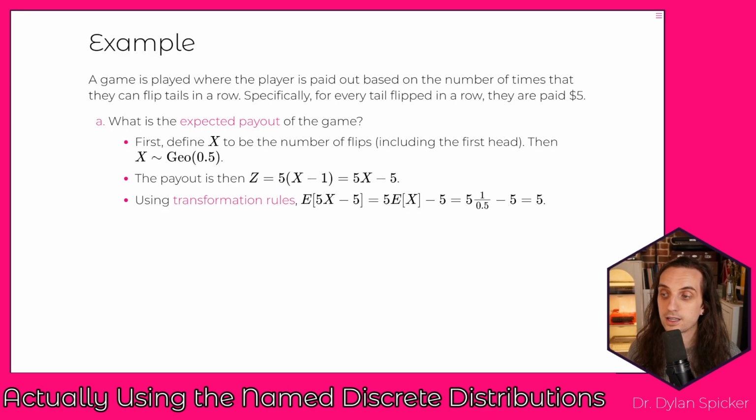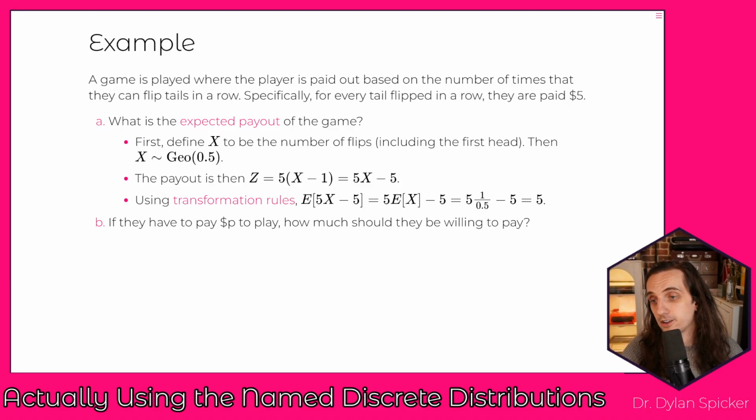And so if we work out exactly what that's going to be, that gives us 5 there. And so the expected payout is $5. Now, if they have to pay $p to play, how much should they be willing to pay? So what is the maximum that they should be willing to pay? In other words, what's the fair cost for playing this game?